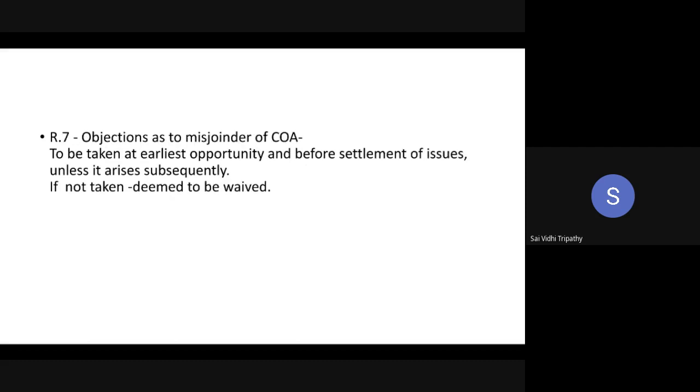Rule 7 is objections as to misjoinder of causes of action. If a cause of action has been misjoined, which should not have been joined, then all such objections must be taken at the earliest opportunity and before settlement of issues. Of course, if it arises subsequently to the settlement of issues, that is fine. But if the objection ground is available to you and you are not taking it at the earliest opportunity, then it will be deemed to be waived.